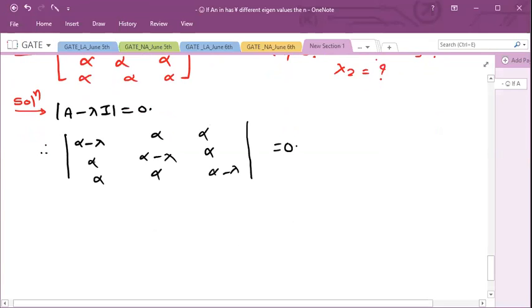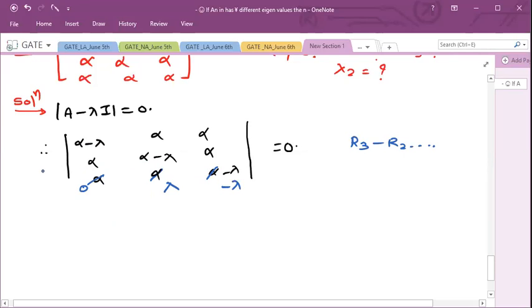If you see this carefully, this alpha alpha is the same. So if I apply R3 minus R2, here alpha minus alpha will become 0, alpha minus alpha will become 0, and minus lambda will become plus lambda. Again over here, alpha minus alpha will become 0, and this will become minus lambda. Is it clear?